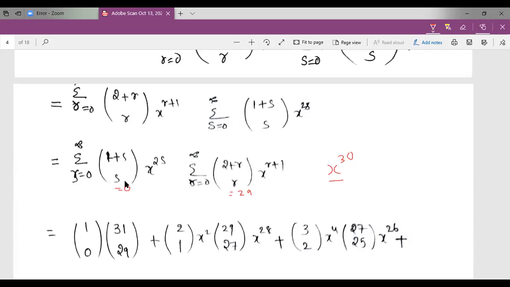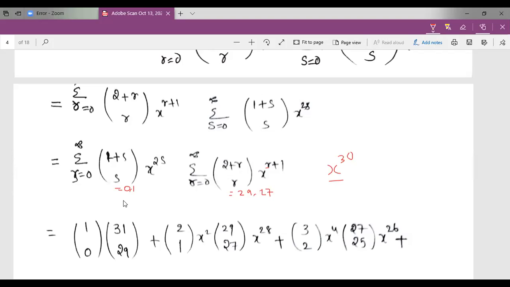Okay. In the second case, s is equal to 1. If we take s is equal to 1, here x becomes x square. Remaining we need x power 28. So if we take r is equal to 27, we get x power 28. So bases are equal, we get the x power 30 coefficient. So in the second case, in the second value, we get r is equal to 27.